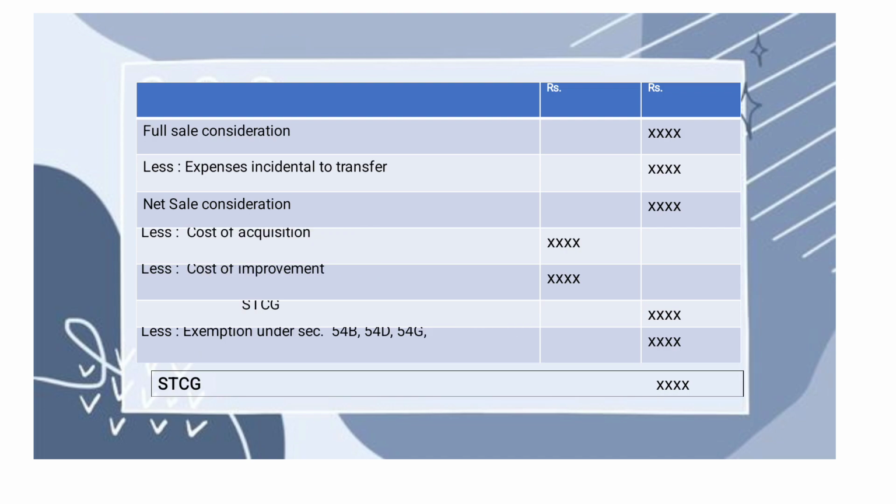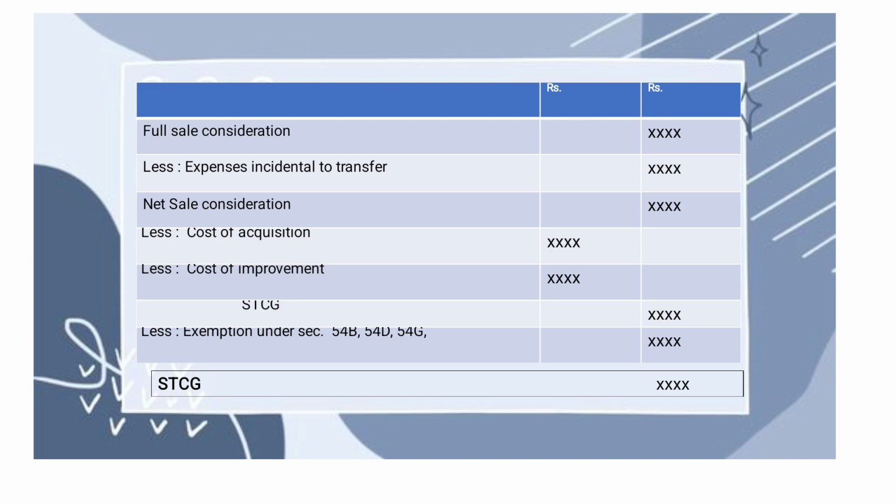Now we move on to the exemption of short-term capital gain, that is 54B. The transfer should be of agricultural land, that is, the capital asset is transferred from one assessee to another. That asset should be agricultural land. If the gain is reinvested in purchase of another agricultural land within a period of 2 years after the date of transfer, then it will be considered as exemption from tax.